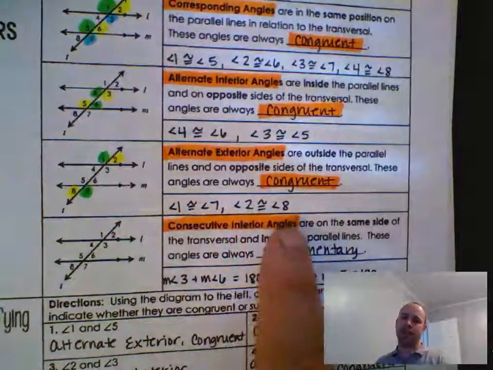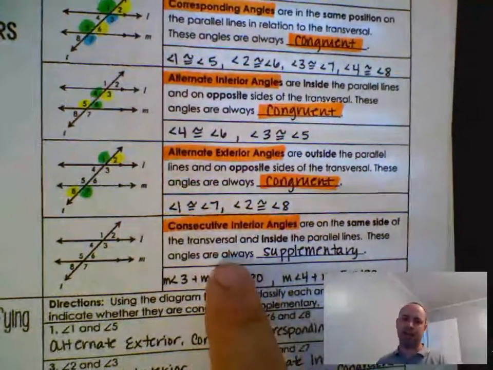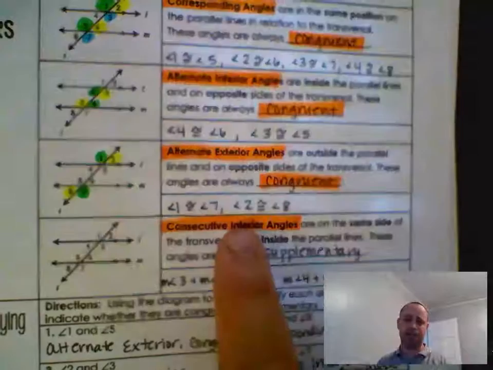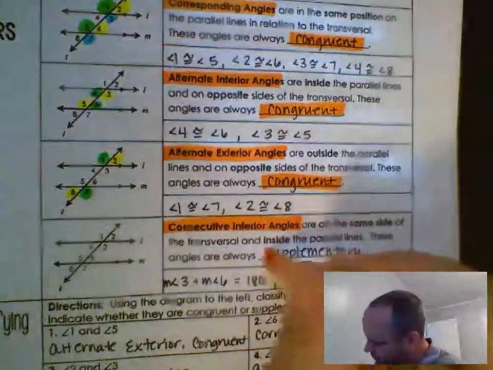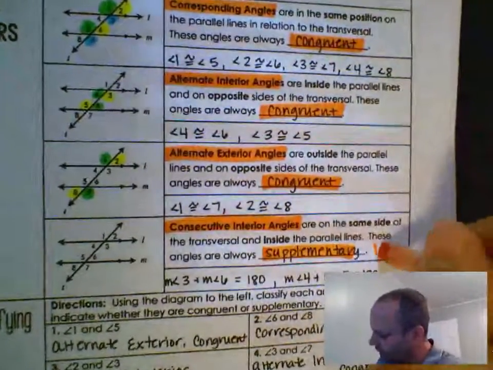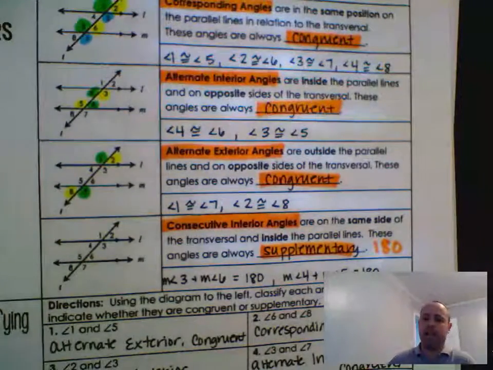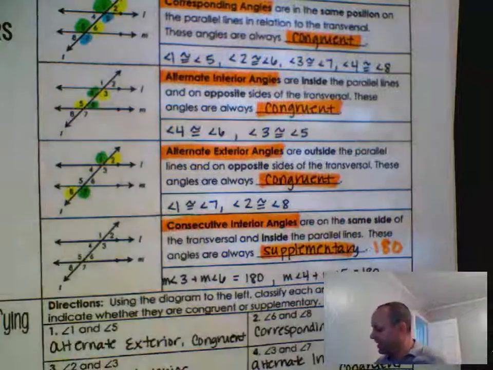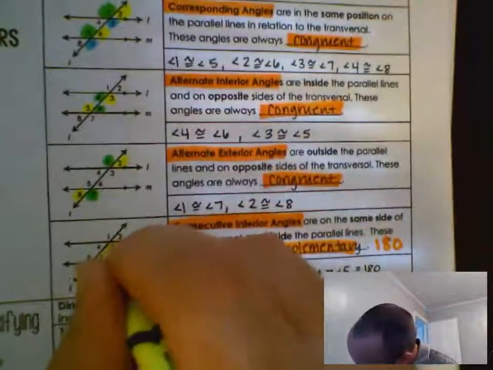Consecutive interior angles are on the same side of the transversal and inside the parallel lines. That's where you get the interior from. These angles are supplementary, which means they add up to 180. So instead of being equal to each other, they add up to 180. In this case, we have angles 3 and 6.